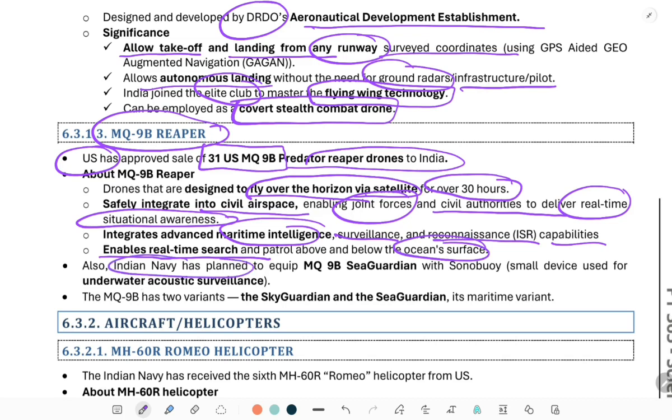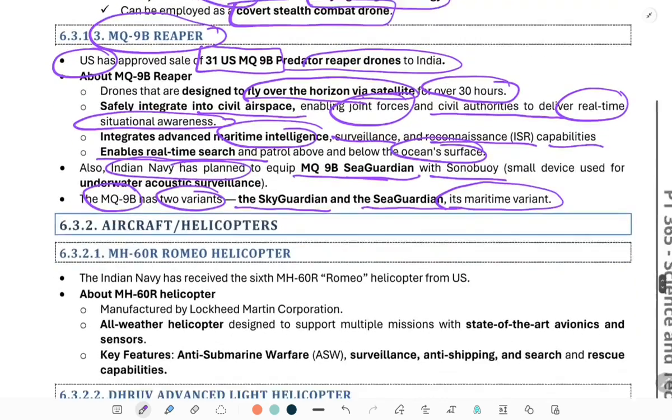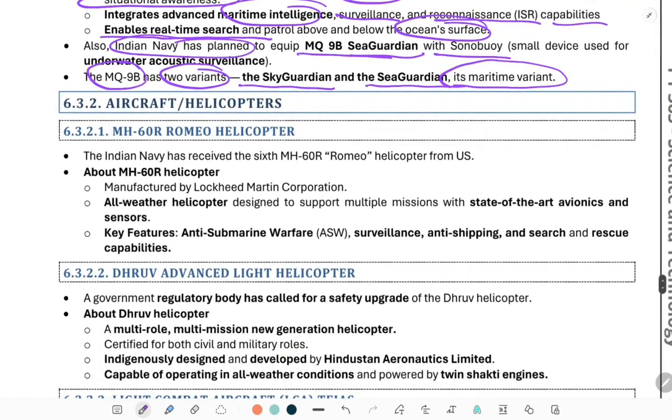And the Indian Navy has planned to equip the MQ-9B Sea Guardian with the sonobuoy. This MQ-9B has two variants, the Sky Guardian and the Sea Guardian, which is the maritime variant. Next, we'll see aircraft or helicopters which were in the news.